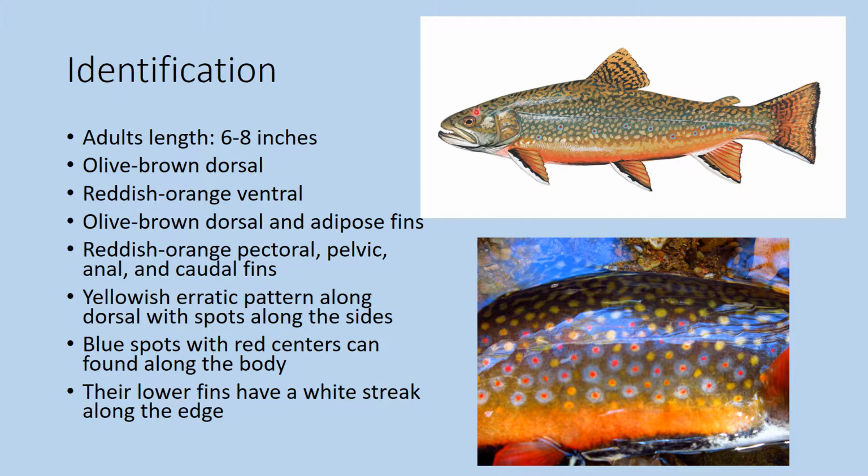There is a yellowish erratic pattern that runs along the dorsal, which is often characterized as being wormy, that turns into these yellowish dots that run along the sides that have these bluish dots with red centers mixed in. And then here's a close-up of those dots. The pectoral, pelvic, anal, and caudal fins have this whitish streak along the edge of their fins.